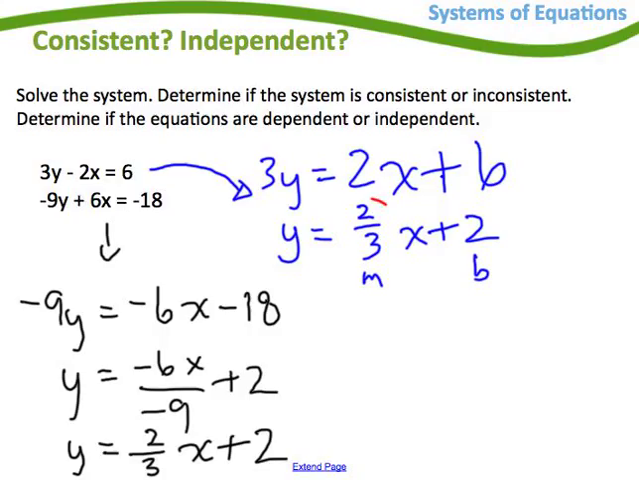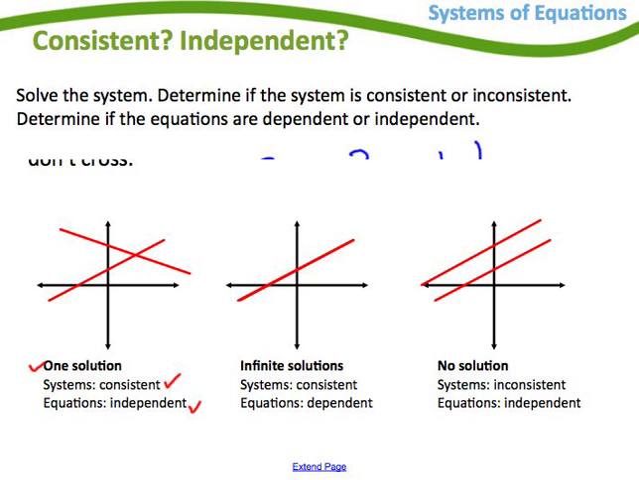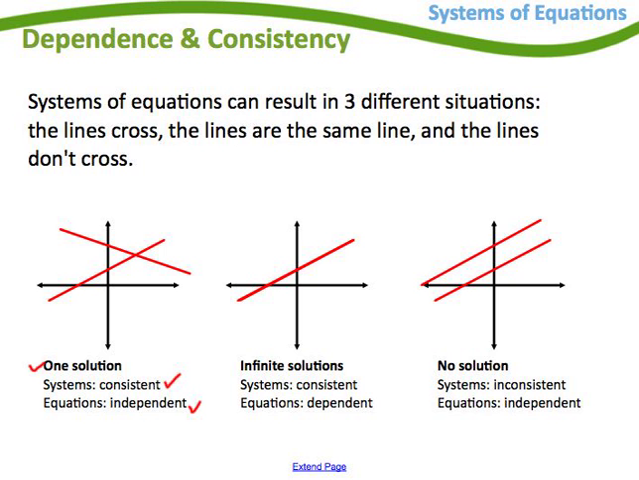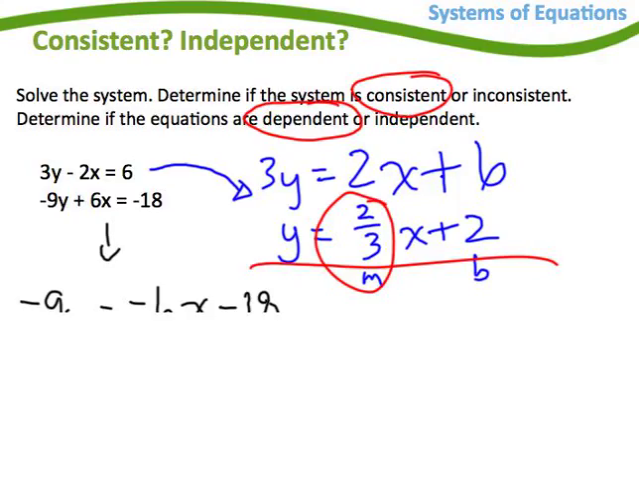Notice that I have a 2/3 here and I have a 2/3 there, indicating that these lines are parallel to each other. But I also see that the y-intercepts are the exact same number. So when I look at these two equations, it's actually the same line. So if they're the same line, identical, slope and y-intercept the same, then we call those consistent and dependent. So these lines would be consistent and the equations would be dependent.